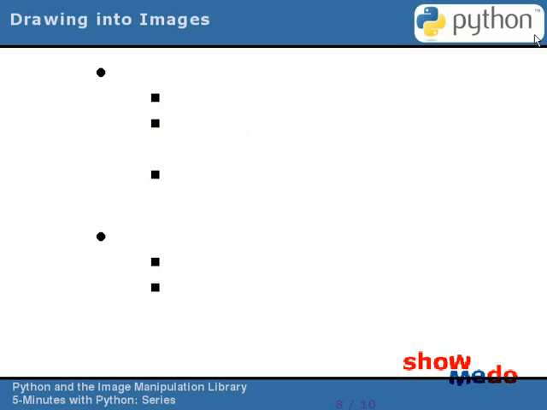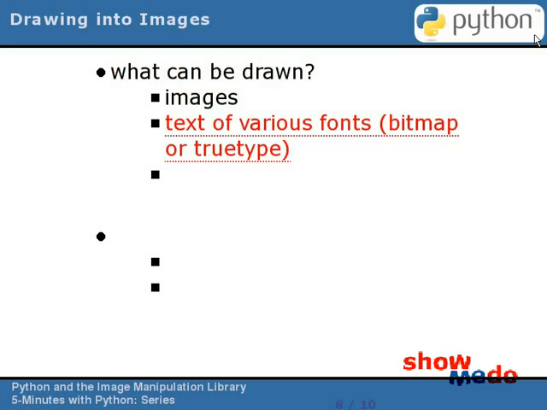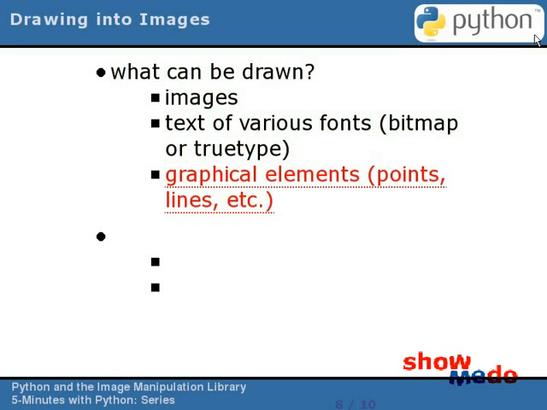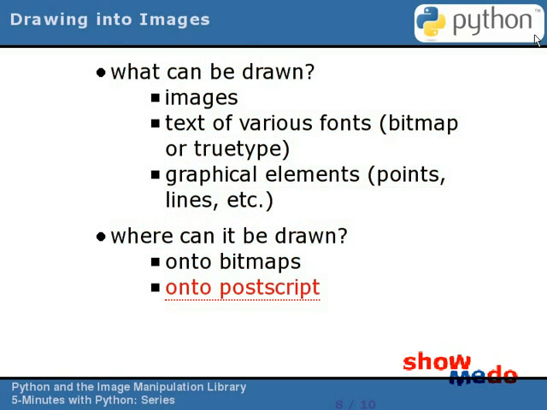PIL lets you draw onto images, whether annotating or retouching existing images, or generating graphics on the fly for web use. The first aspect to consider is what can be drawn onto an image. Certainly, images can be placed onto other images, but also text with control over the font used, as well as geometric elements such as points, lines, boxes, and curves. And the second aspect of drawing is, where can I draw these things? Onto other bitmaps, of course, but also onto PostScript pages, in which case they are vector or path based and resolution independent.